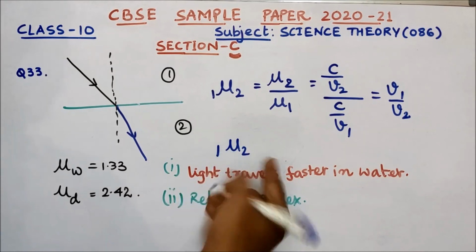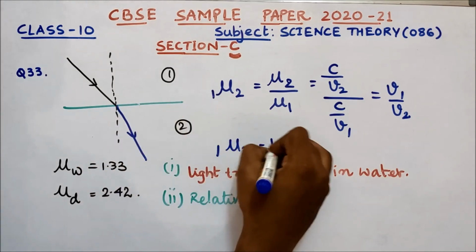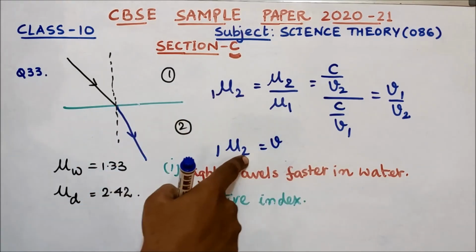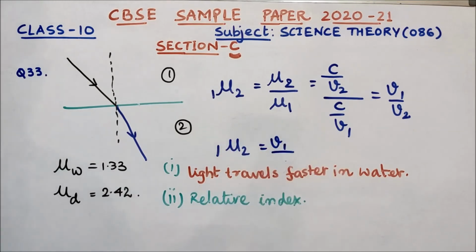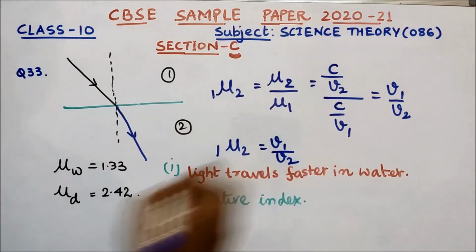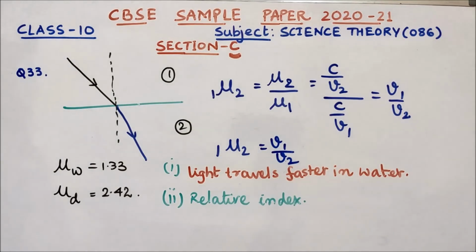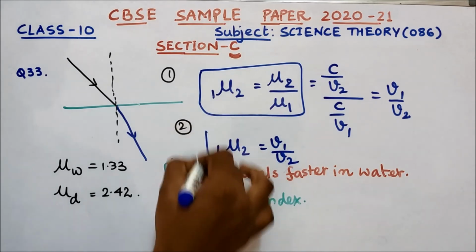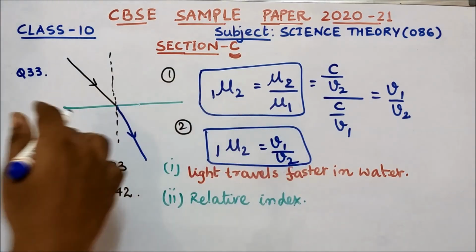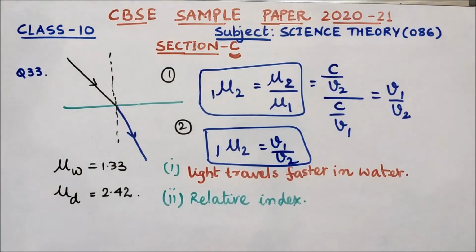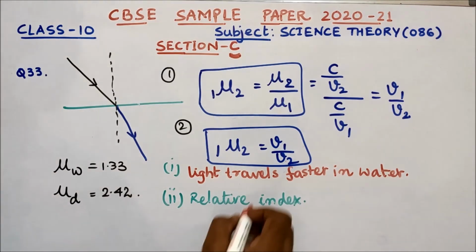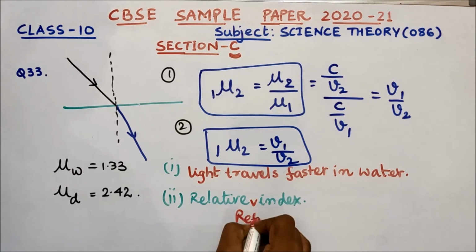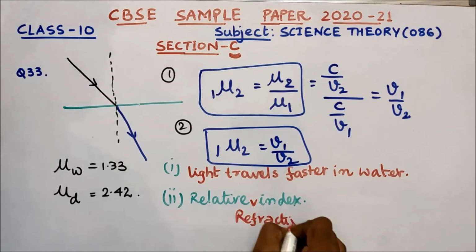Or directly you can remember this: refractive index of 2 with respect to 1 is equal to the speed of light in medium 1 divided by the speed of light in medium 2. So both things you can remember. This is important and this is also important. The question has been asked to check whether you know relative refractive index or not.